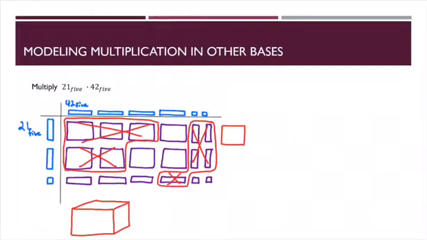So now let's go ahead and state our answer. 21 base 5 times 42 base 5 is 1 block, and 1, 2, 3, 4 flats, and 1, 2, 3 longs, and 2 units. Base 5. So 21 base 5 times 42 base 5 is 1432 base 5.